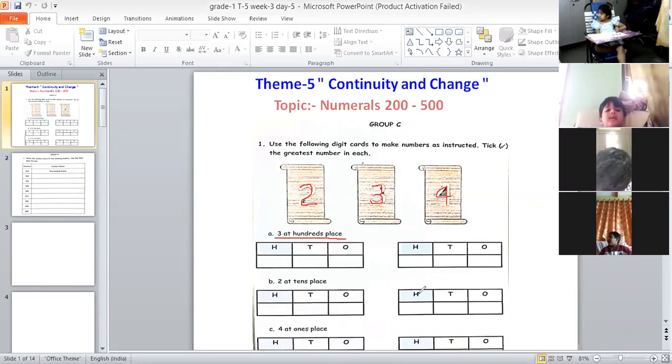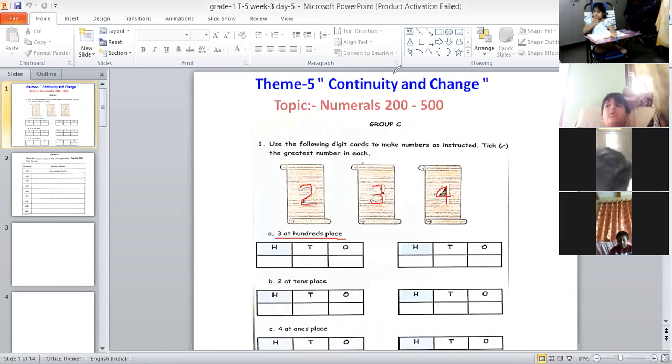Hundreds. 300 rupees. No, Pradiksha. Hundreds is 100, there is no P. That is place, place. So the question is 3 at hundreds place. Pradiksha, you need to do more reading practice. The question is 3 at hundreds place.